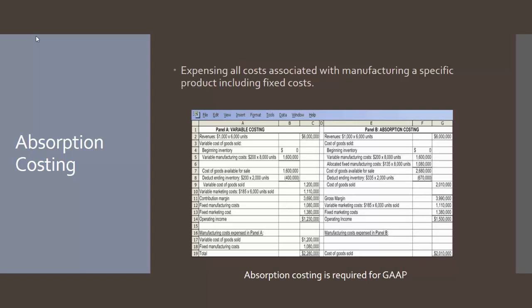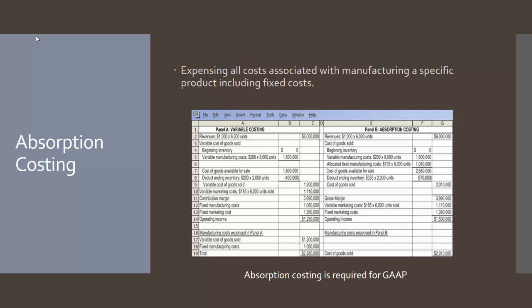First, we need our cost of goods available, that is our variable cost plus our allocated fixed manufacturing overhead costs plus any cost we had in beginning inventory, $2,680,000. Now our inventory, because we're putting fixed costs in, is costing us $335 a unit. $200 for variable costs and $135 for fixed costs, for a total of $335. If we take our $335 that we are paying for each unit, our cost of production, multiplied by the 2,000 units we have in ending inventory, that means our ending inventory has a value of $670,000.